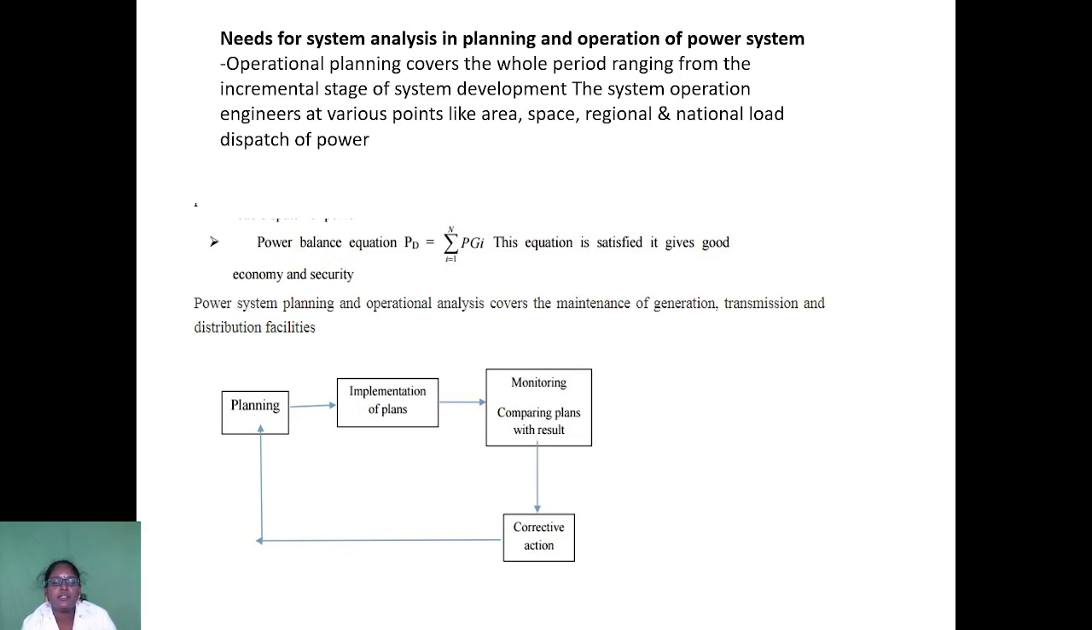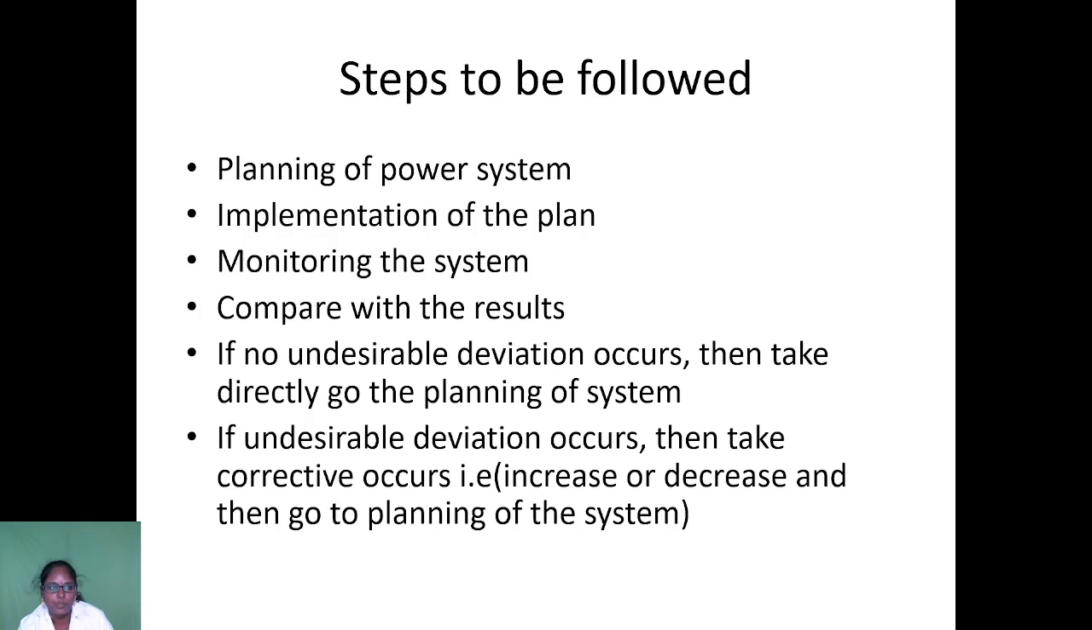In the figure below, we can see the planning process involved in the power system network. The first stage is planning, the second is implementation, and third we have to monitor and compare the results with the already existing methods. Finally, if any fault or failure occurs in the power system, we have to take corrective action. These are the general procedures involved in power system planning and operation.